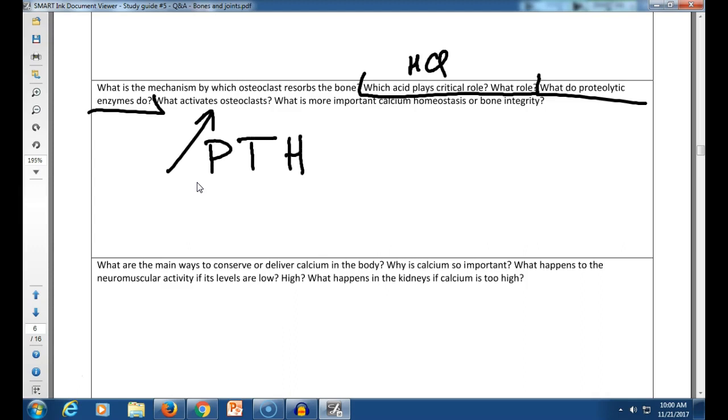Parathyroid hormone. Okay? That's the main activator of osteoclasts. Another stimulus, of course, is mechanical stimulus on the bone. And there's remodeling. What's more important, calcium or bone integrity? Calcium. Calcium homeostasis is the most important thing.